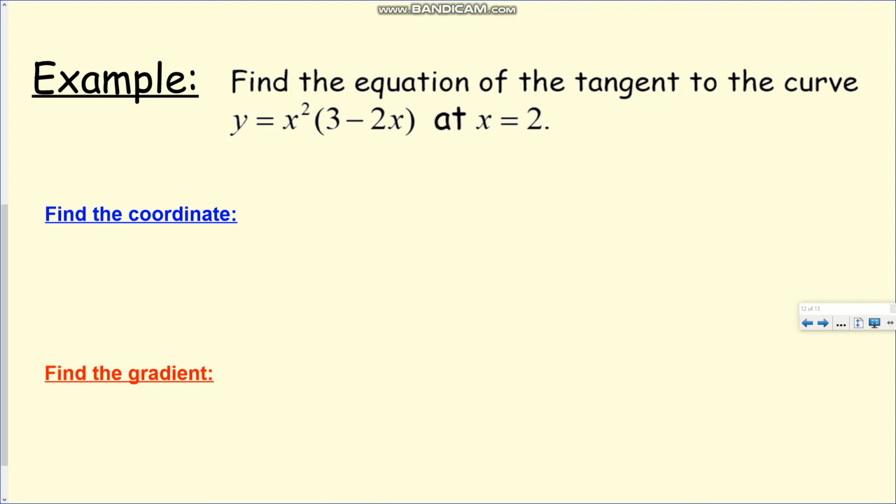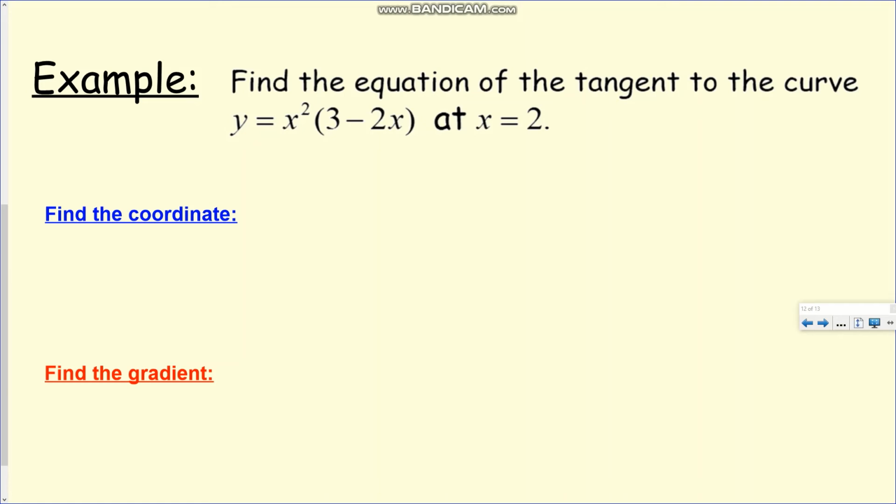Okay, so there are two things that we need to find. We need to find the coordinate that we're using, and that is quite easy. That's National 5 Maths. We can do that with no problems. Then we need to find the gradient, which involves a little bit of differentiation, but again, nothing new to you because we've already done evaluating derivatives at a particular point.